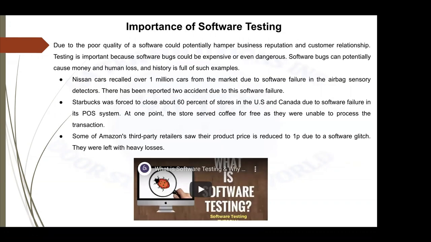Because think about it. If the software has a poor quality and there are a lot of problems in the software, it might impact the entire business reputation and the customer relationship. Some of the software is so critical, like the software that we are using in airlines, in airplanes, in a bank or in a hospital, that it might even cost lives, because if there's a problem in the software, those things can be really dangerous. So let's take a look at some of the historical software failures.